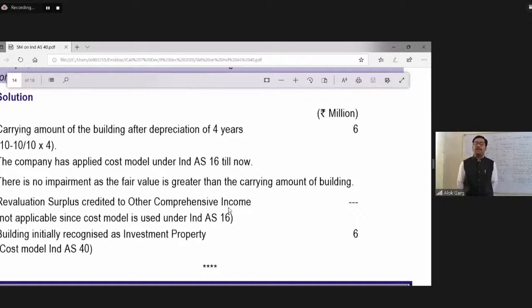What will be the accounting entry? The accounting entry will be investment property account debit by 6 million, to property, plant and equipment credit by 6 million. So the presentation of the asset will change. It will be shifted from property, plant and equipment to investment property.